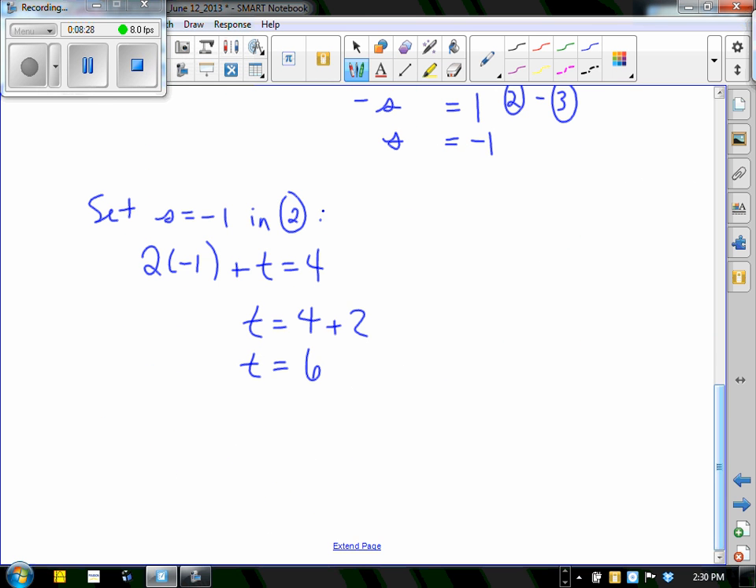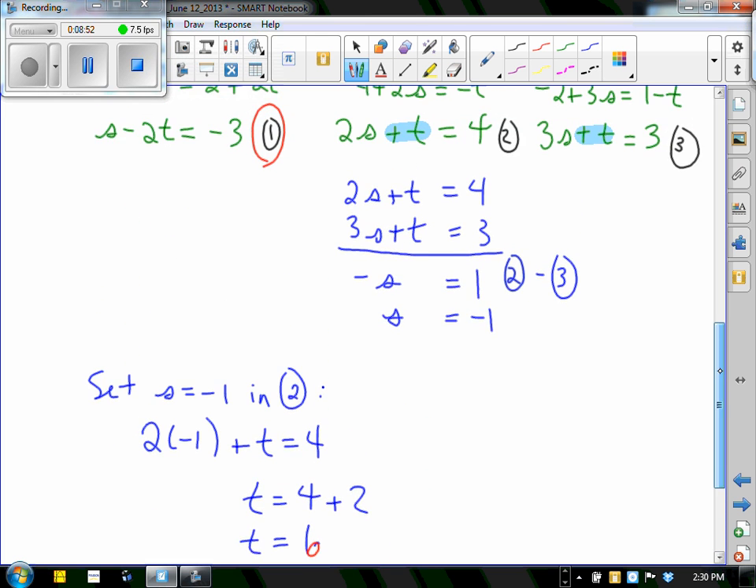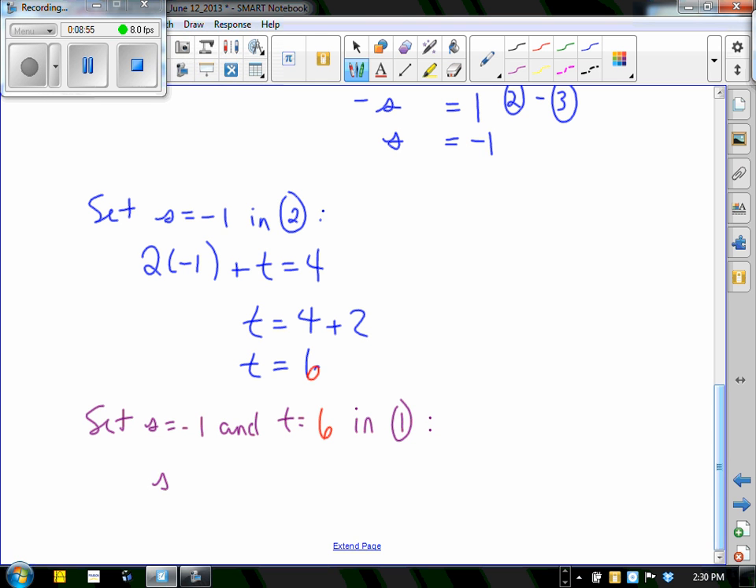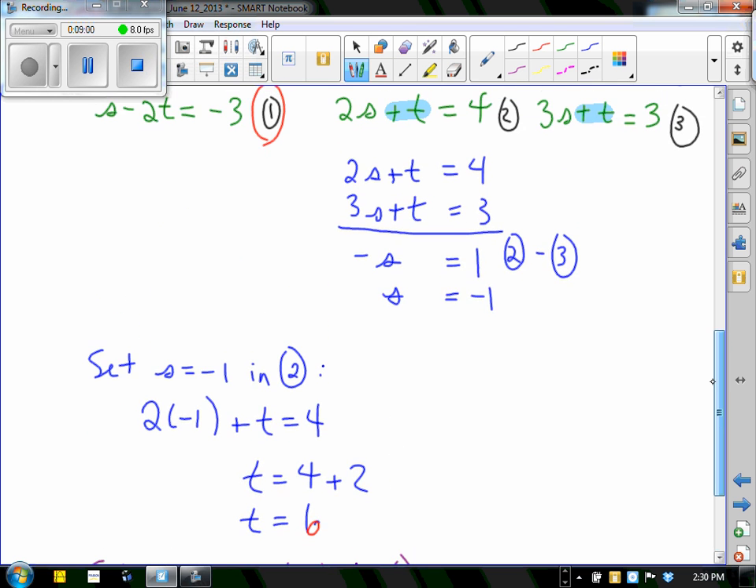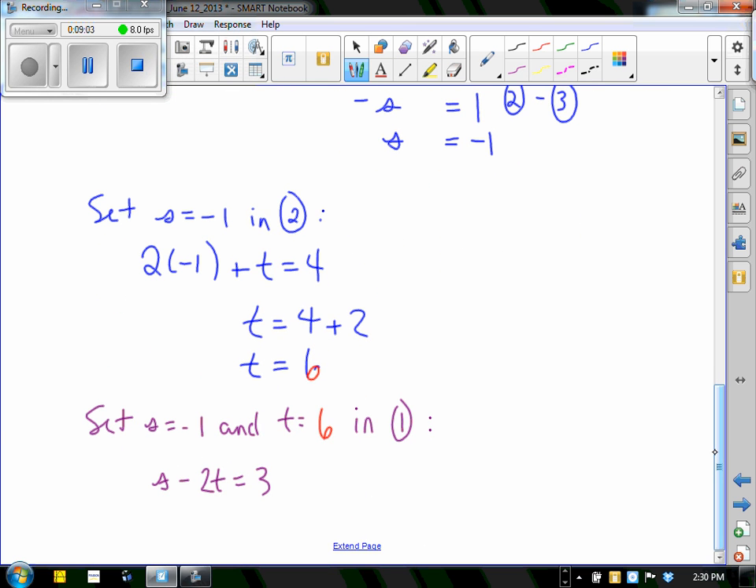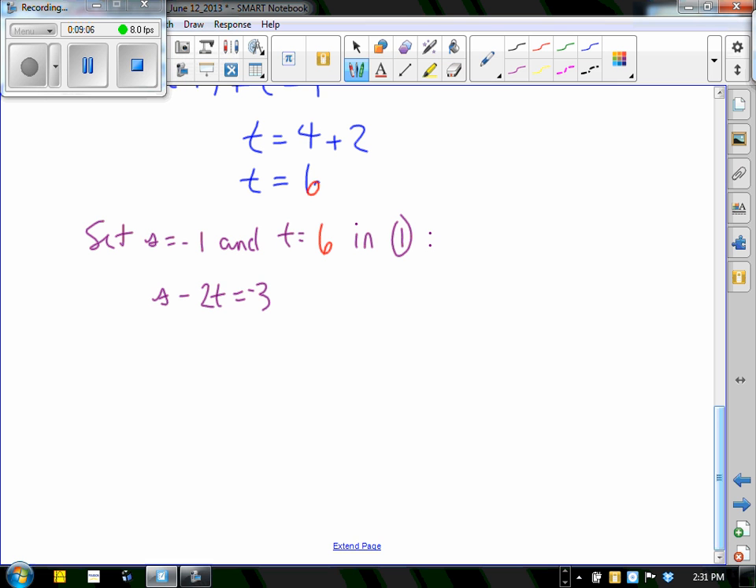So we're going to use a different color here. Let's go with purple. So let's set s equal minus 1 and t equals 6, in equation number 1. Let me have a quick look back on this. We have s minus 2t equals minus 3. So I'm just going to rewrite that. I'm going to double check, make sure it's right. s minus 2t is minus 3. Okay, so let's substitute the values in.